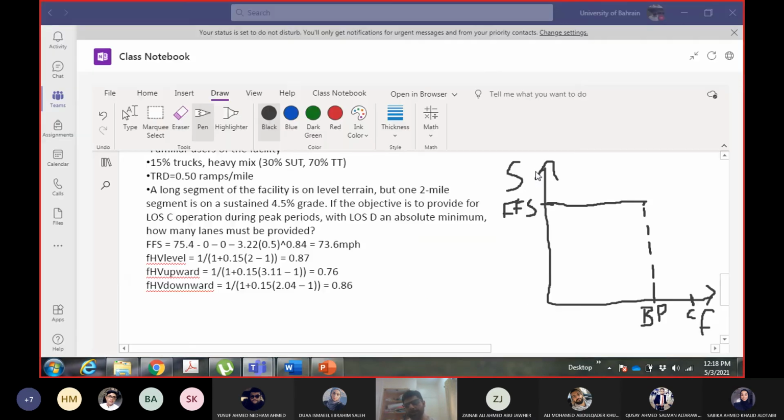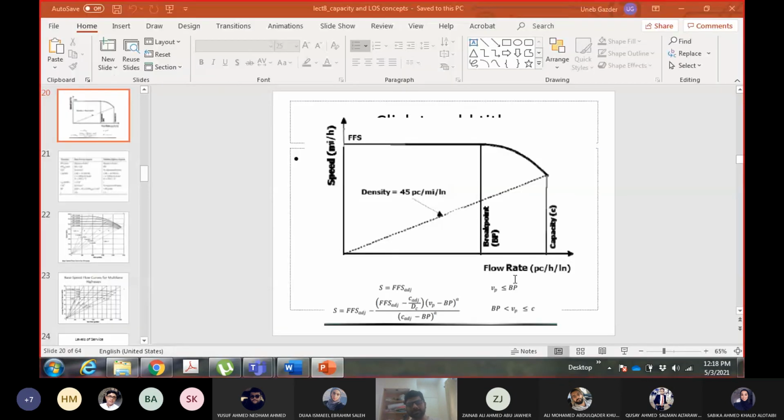So from BP to capacity, I will plot these points. I will have a curve like this, not a line, a curve. So how did I plot the curve? I selected different values of flow between BP and capacity. I replaced them as vp in the speed equation, and I calculated the speed. So the flow was the X value and speed was the Y value, and you plotted the remaining part of the curve. After plotting the curve, you go to the table of level of service and density.